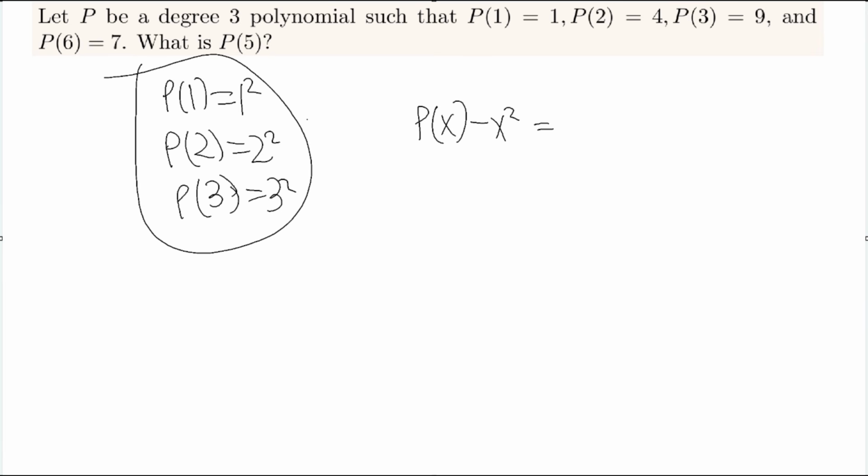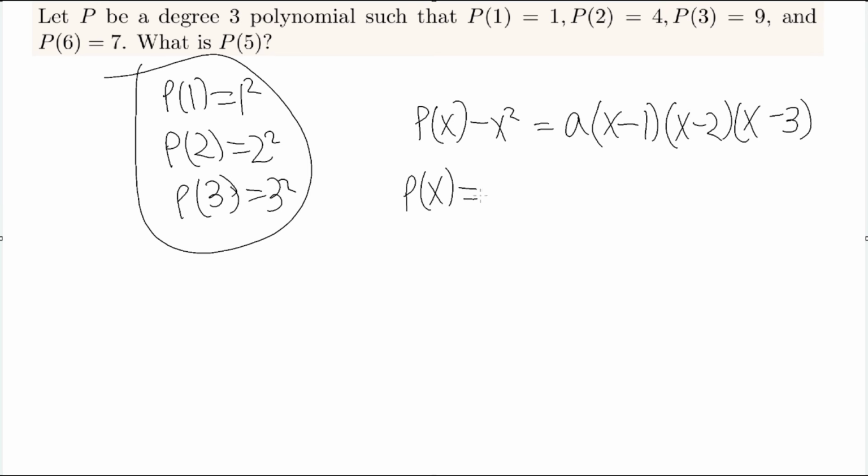Then we know that p(x) minus x squared, at 1, p(1) minus 1 squared is 0, so that means that this polynomial has 1 as a root. So if we have a leading coefficient a, then it is a times (x minus 1), similarly (x minus 2), (x minus 3). And therefore p(x) is equal to a(x minus 1)(x minus 2)(x minus 3) plus x squared. And we know it must be of this form, where a is some complex number.